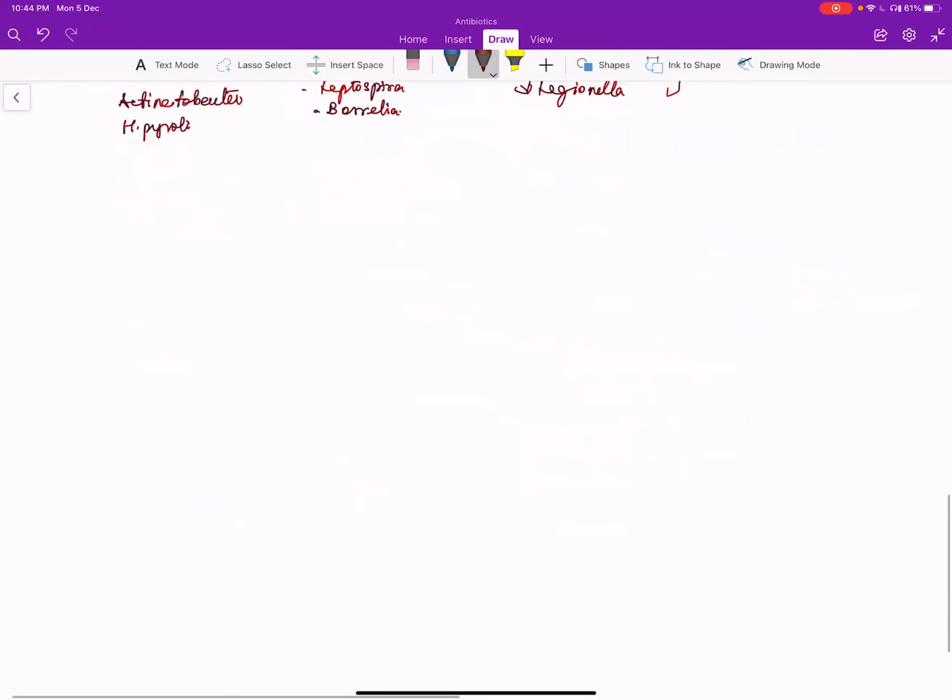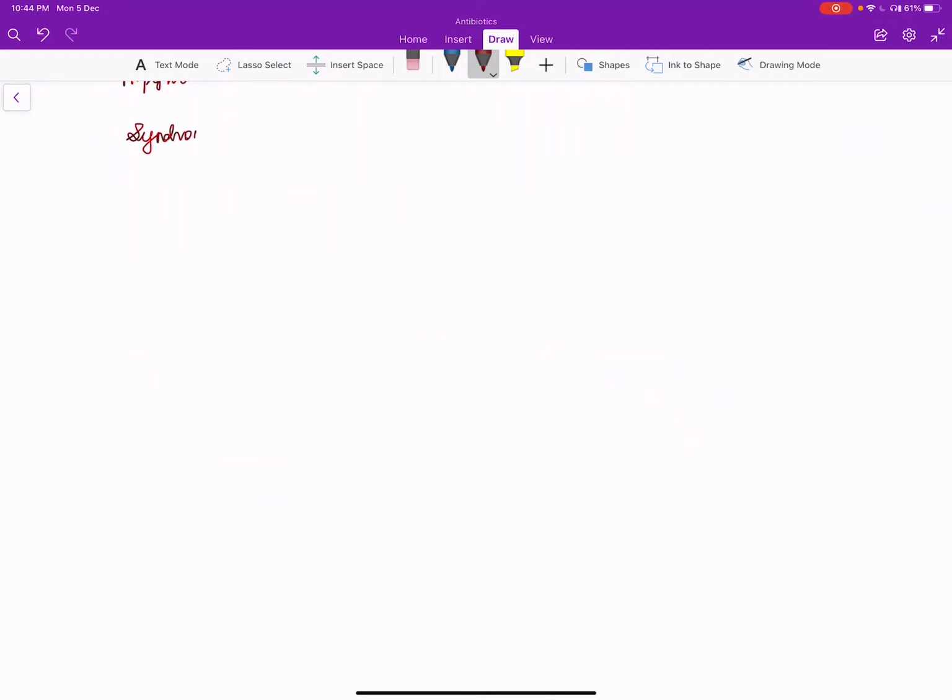So before that, I'll just tell you something called infection syndromes. Whenever you are treating an infection, or when you are treating a patient in critical care, if we are going to label it as infection, always label them under one of these infection syndromes. For example, CNS infection is a broad syndrome.